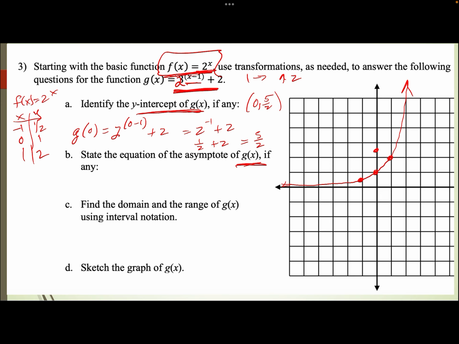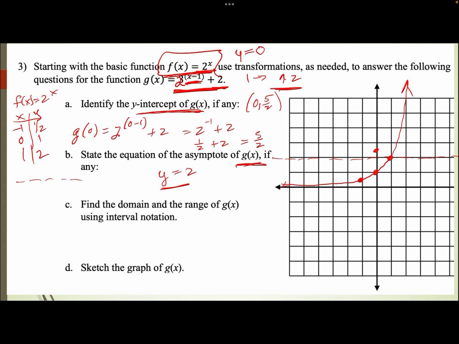So the asymptote is this way, right and left. So it's going to move up 2 also. So I'm going to move my asymptote up here. So now my asymptote is y equals 2. Because, see, this x minus 1 affects the x value. It's the plus 2 that affects the y value. And my asymptote for this one is y equals 0. And so that's why this one is y equals 2.